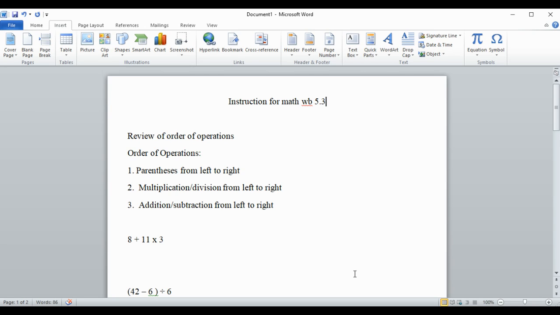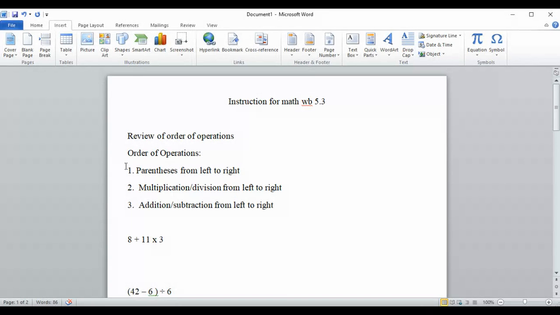This is instruction for your math workbook page 5.3. So to begin with, we're going to review the order of operations. And here they are. For fourth grade, this is the order of operations that we use so far.